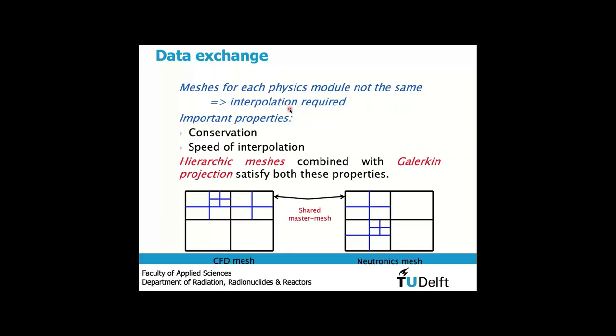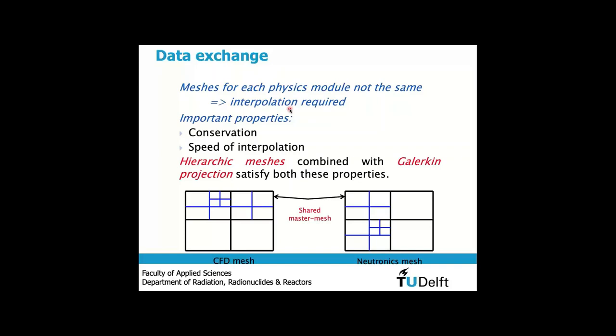And so they have usually been developed completely separately. So they are used for a certain purpose. And then this comes together in this particular application, so the multi-slot fast reactor. And then you start to worry about how to exchange data. Now, what is being exchanged?